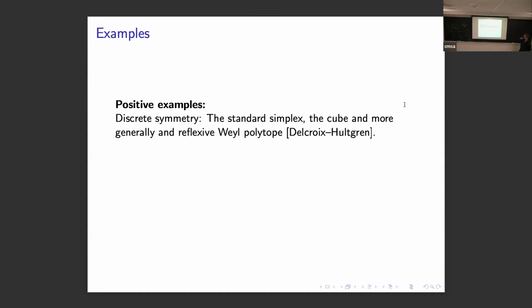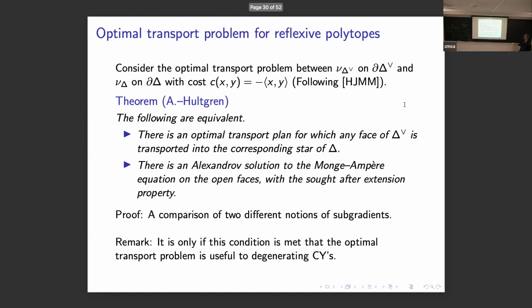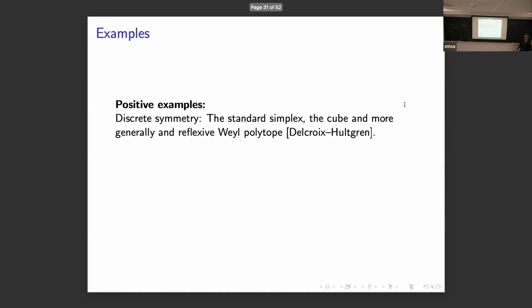So some examples. There are some positive examples, meaning that you can verify the first condition and then you get this nice solution and application. So there are two mechanisms for these positive examples so far. One uses discrete symmetry. So it works for the standard simplex that's related to the Fermat family. We also verified it for a certain standard cube.